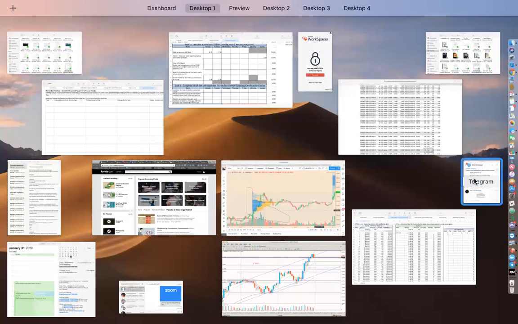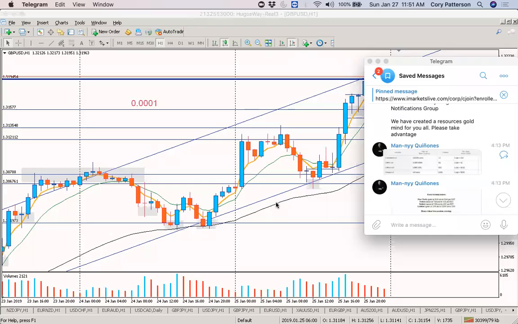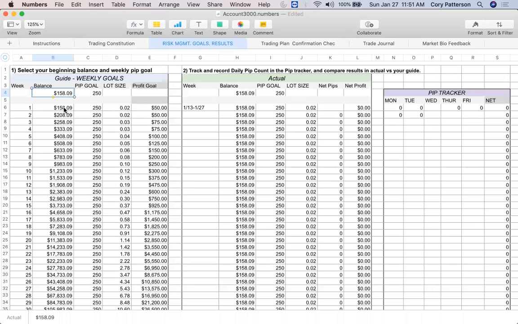I'm sorry, it's $1 per pip. And you want to make sure that you follow a measure to keep you from taking minimal losses. So for this $150 account, I'm only going to use a micro lot times 2. So I'll be using 0.02, and I'll be looking to take this account from this 158 getting 250 pips in a week, using 0.02 to get a goal of $50 for that week.